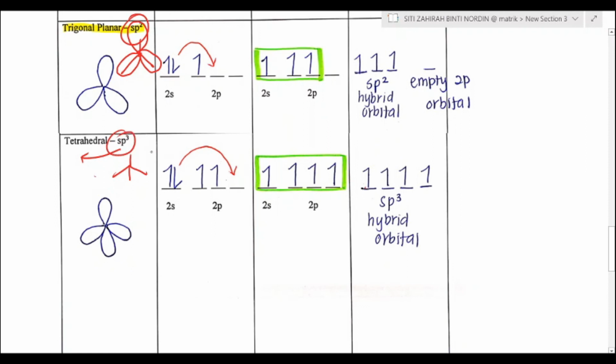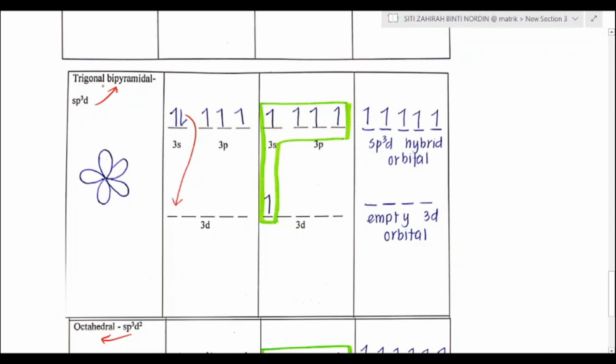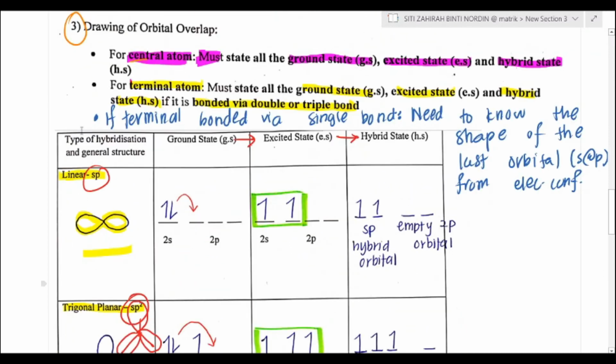Okay, so for sp3, for example, you are combining 1 electron from s orbital and 3 electrons from p orbital to form this orbital called sp3 hybrid orbital. So for trigonal bipyramidal, you are combining one s, 3 p, and one d orbital, and the rest will follow on. Okay, so you don't have to remember this ground, excited, and hybrid state. This is just a basic example.